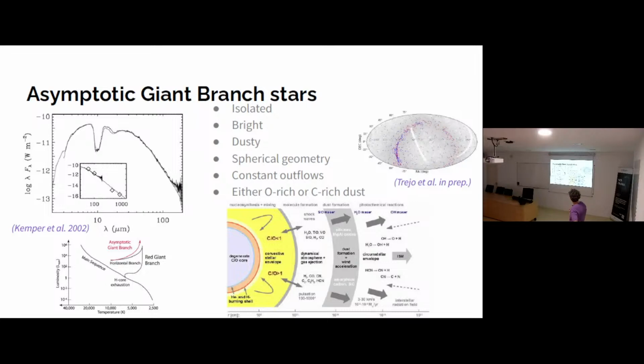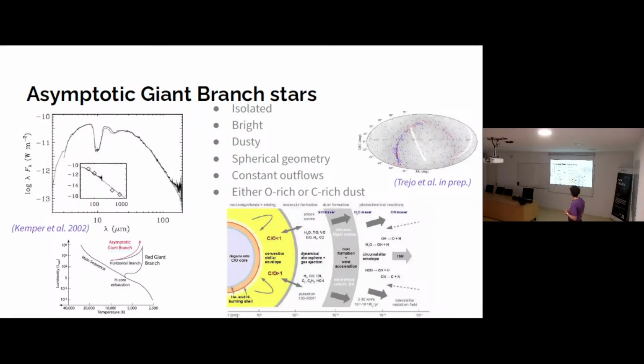So what are the properties of AGB stars? This will come back later, but something to bear in mind. Because they are solar-type stars, at the end of their life, they have moved away from the site where they were formed, and they're relatively isolated, also because they're relatively few in number. They're also very bright in bolometric luminosity, and especially in the infrared, so you can easily detect them. And they're dusty. We assume they have a spherical geometry and that their outflows are constant. I will come back to this later.